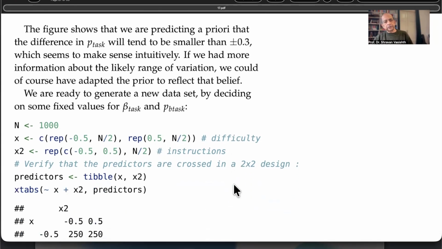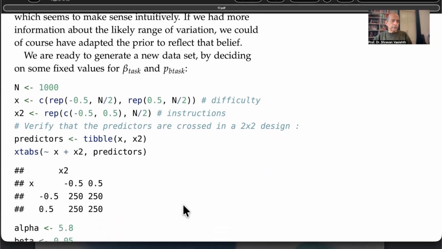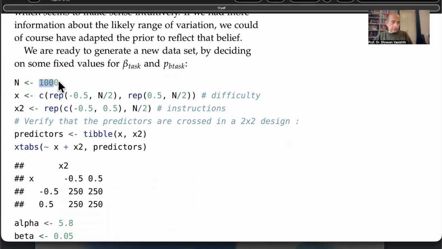now we're going to generate new data. So now that we are convinced that the relevant priors that we just looked at are not insane, we're going to generate some data. Again, we're going to generate 1000 data points, and here's the predictor X, which represents the easy versus hard difficulty. We also have another predictor, which is the instructions that are given to the participant.